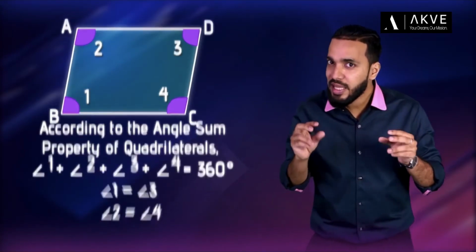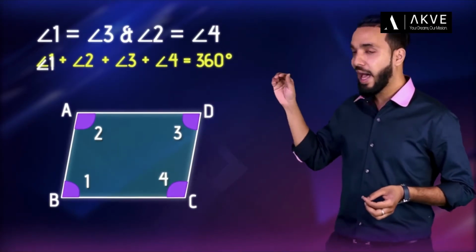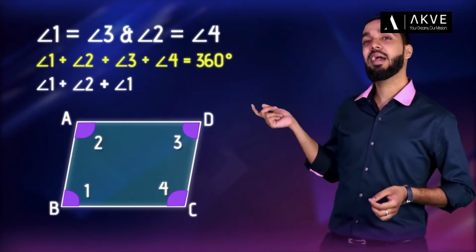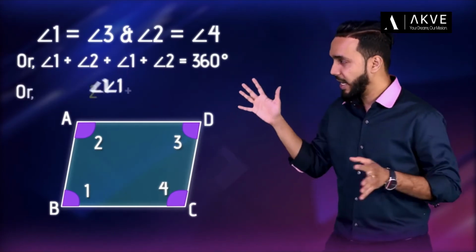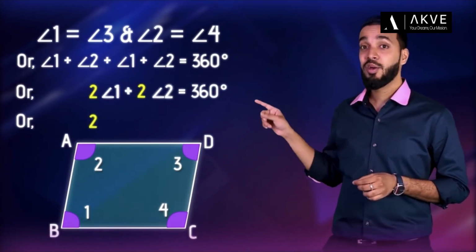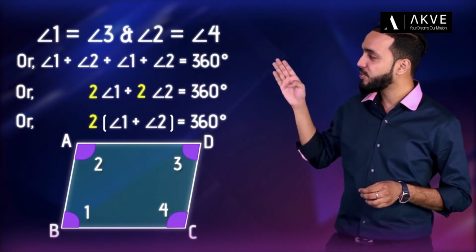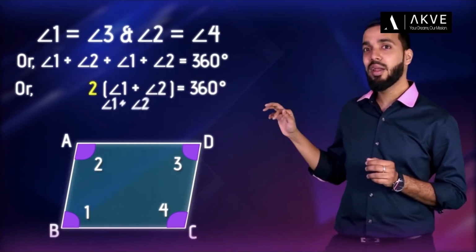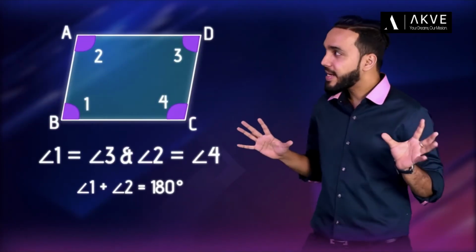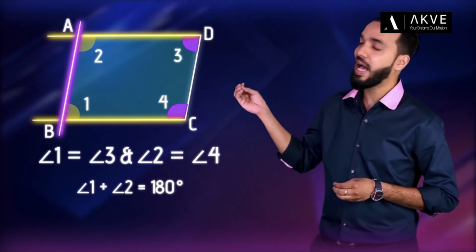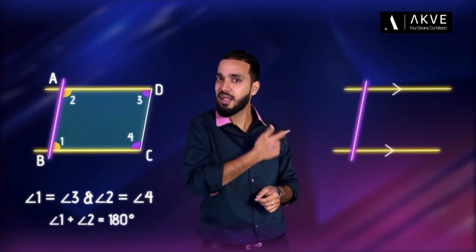So, on using the given information in this equation, we can rewrite it as angle 1 plus angle 2 plus angle 1 plus angle 2 is equal to 360 degrees. Now, on adding the like terms and then taking 2 common, we arrive at 2 into (angle 1 plus angle 2) is equal to 360 degrees. Thus, angle 1 plus angle 2 is equal to 180 degrees. Now, let us extend the sides containing these angles 1 and 2. Doesn't this remind you of a pair of parallel lines and a transversal?